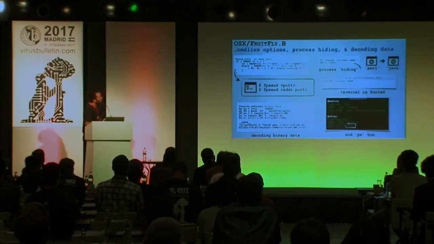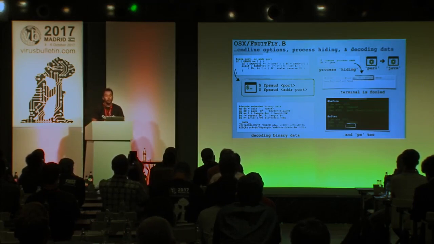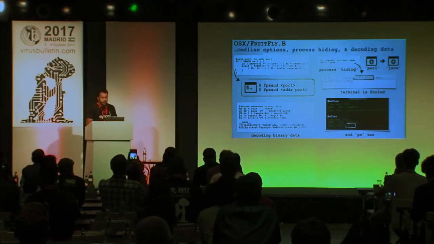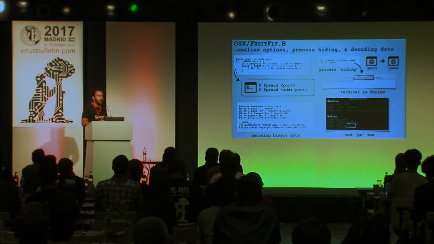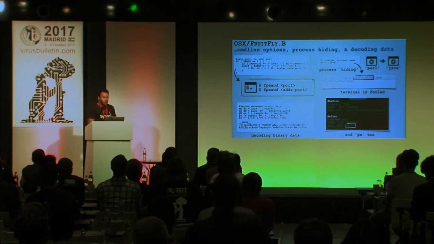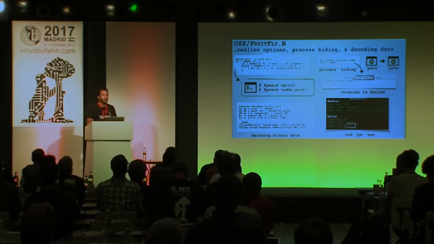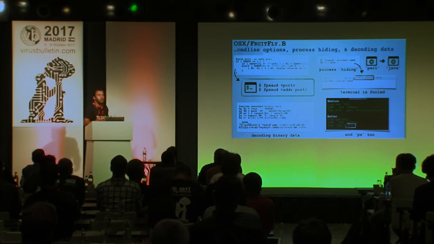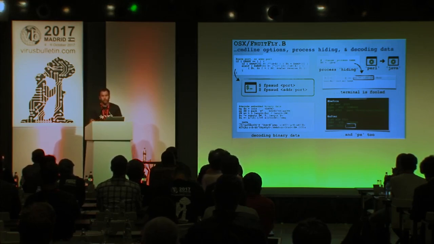All right, so after decoding the primary and backup command and control servers, the malware does three other things. It processes some command line arguments, hides its process, and then unpacks some binary data. If we look at the regex for the command line processing, we can see it's looking for either a port or an address:port of a command and control server it should connect to. This is great because it means we can actually specify our own command and control server from the command line. This obviously facilitates our analysis.